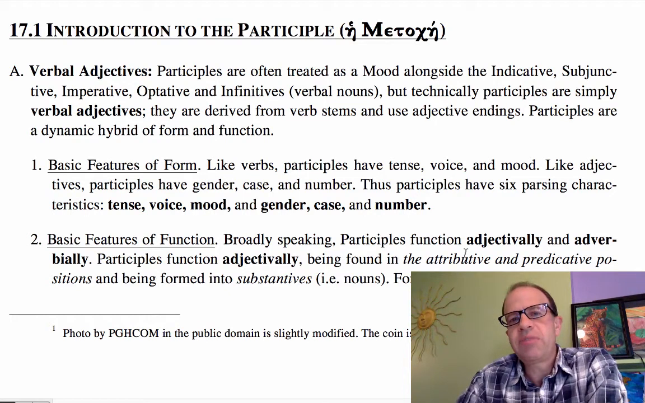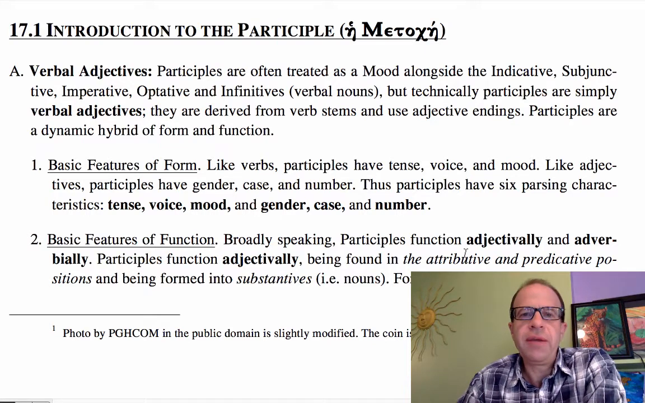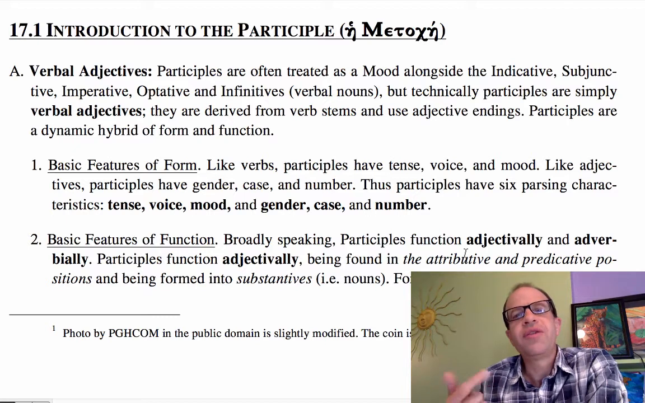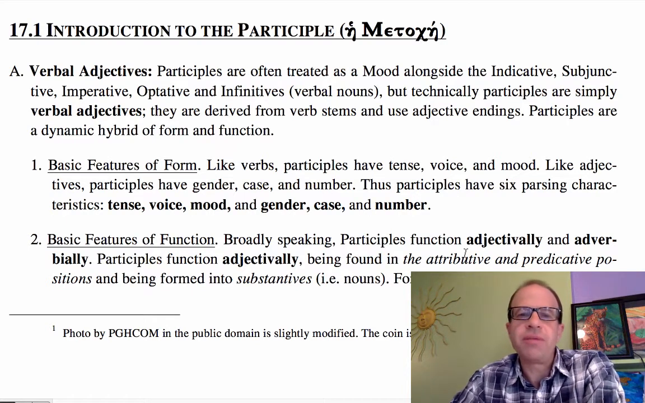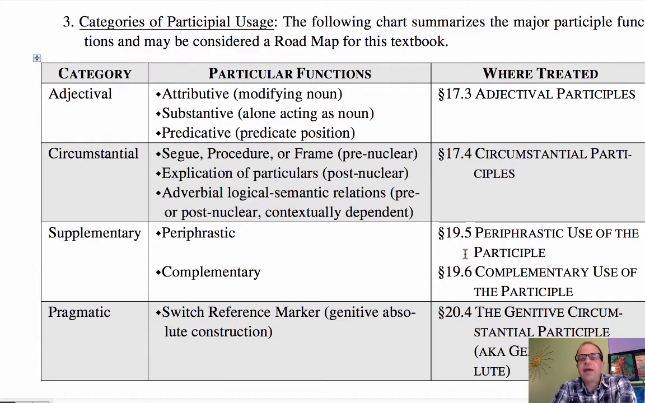But the reason why they're so dynamic is because they're not marked like a regular verb would be. They don't show time. They show only relative time. They can be placed anywhere, and they can modify nouns or the verb. And so that makes participles rather dynamic. In fact, participles are so dynamic that they need to be treated in several different chapters. In this chapter 17, we're going to be looking at adjectival and circumstantial, what might be called or has been called adverbial participles. And then in chapter 19, we'll look at a couple other uses of participles, and then also in chapter 20.